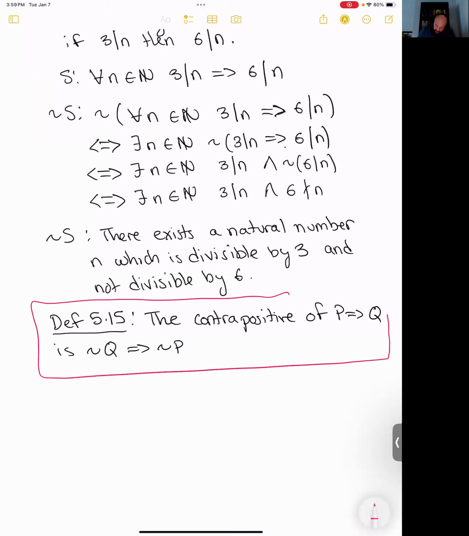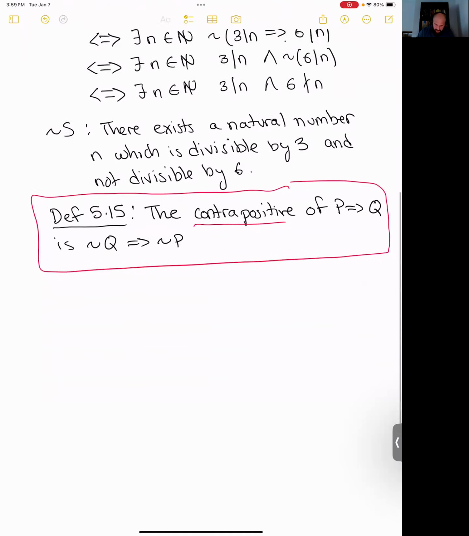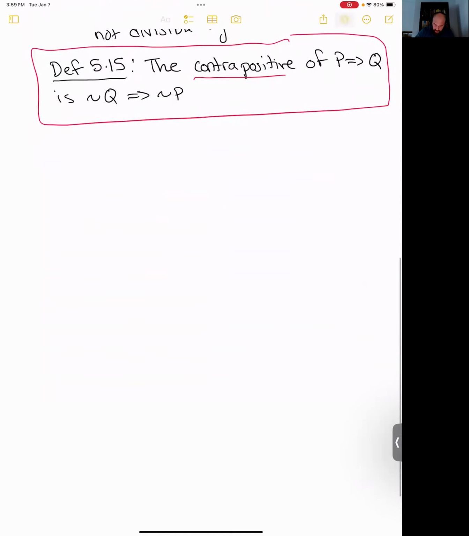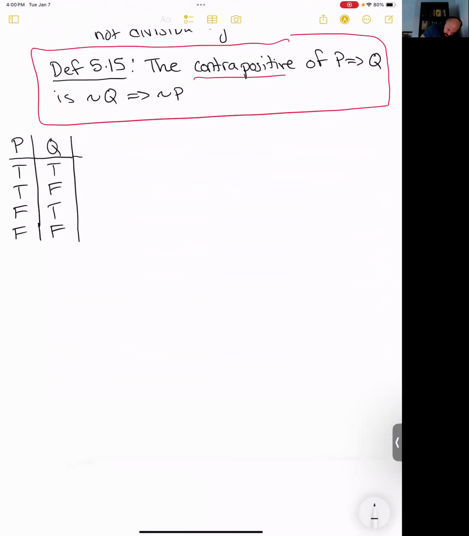So that's just telling you what this word means, but now you'll see why it's significant here in a second, because we're going to do a truth table involving the contrapositive, which will show that it's equivalent to something else important. So let's start our truth table with P and Q again. And then true, false, true, false.